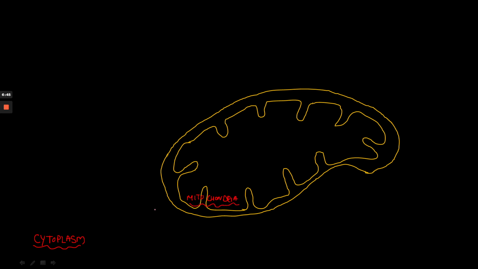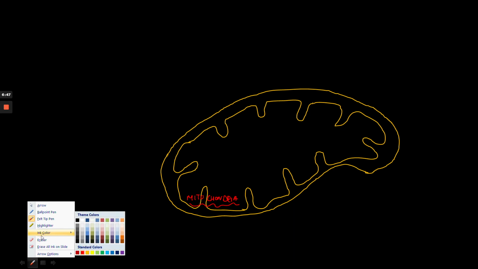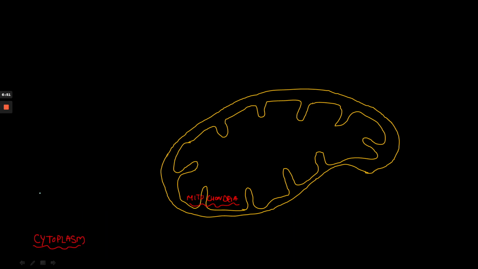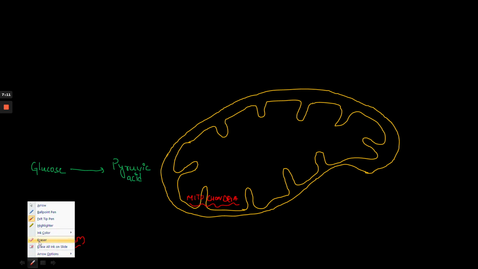Right, now what is happening in the case of aerobic respiration? In the case of aerobic respiration, the very first step is glycolysis, and glycolysis is occurring in the cytoplasm only. So here glucose is getting converted into pyruvic acid, right? So this is your process of glycolysis.